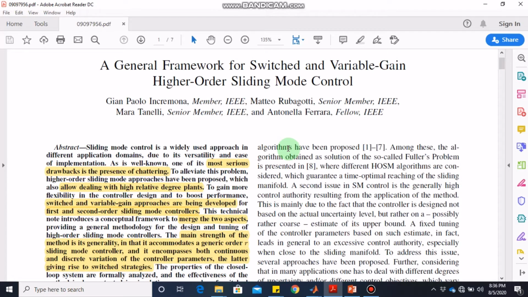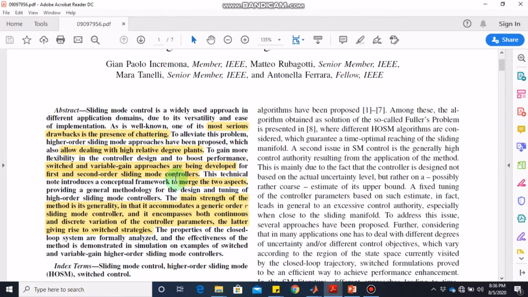So basically this is the latest development in higher order sliding mode control, and today we are going to see how we can develop Matlab code for this switched and variable gain higher order sliding mode control. I'm not going to read through the paper. You can download it from IEEE Xplore or purchase it from IEEE and read it yourself. Mostly this paper is addressing, of course, the serious drawback, that is the chattering in sliding mode control, and how you address that by proposing the higher order sliding mode control.